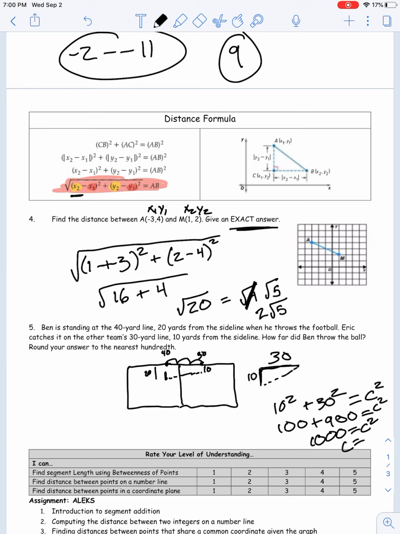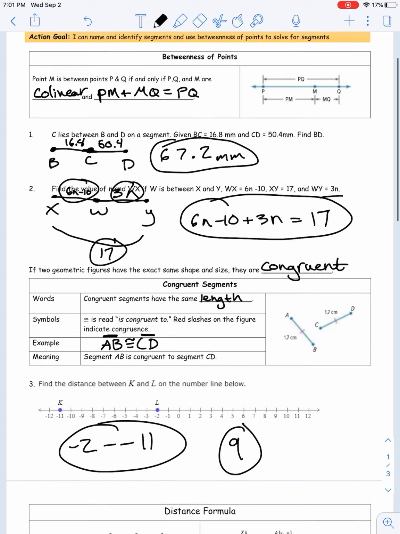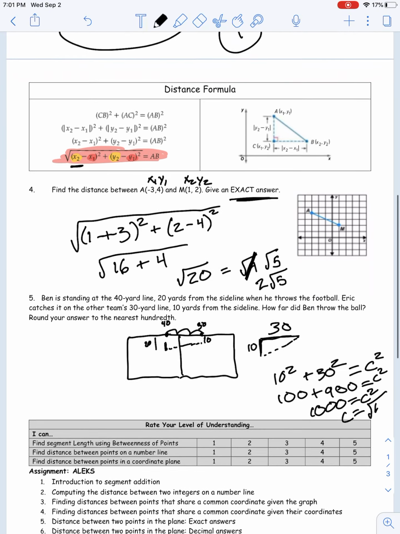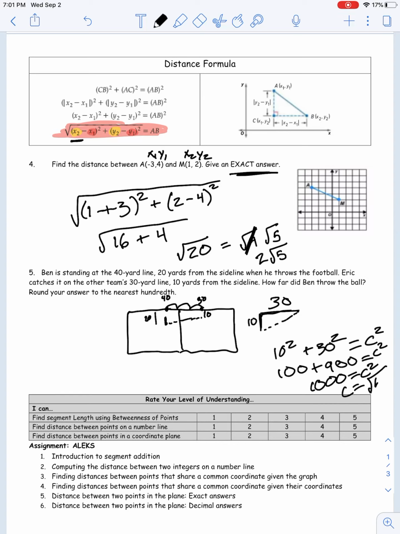No. What's the square root of 1,000? Oops. Sorry, guys. Am I having a brain fart here? Let me check. Square root of 1,000. Grabbing my calculator. Okay, it's not an even number. I thought it might be, but it's not. So we would have to actually separate that. Sorry.